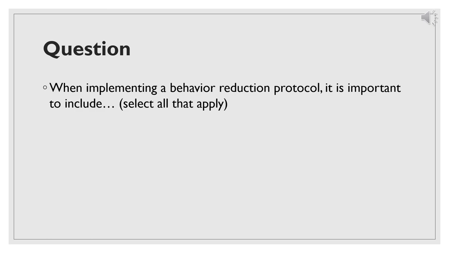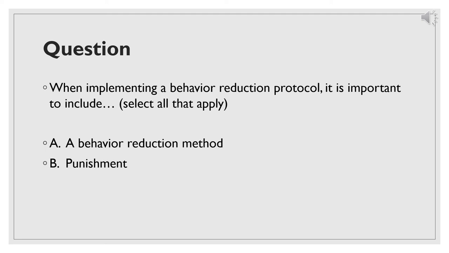Please make sure to write the following question in your homework packet. When implementing a behavior reduction protocol, it is important to include, and you should be selecting all that apply, A, a behavior reduction method, B, punishment, C, a skill acquisition method, or D, extinction. I'll give you guys a moment to select the answers that apply to this question.